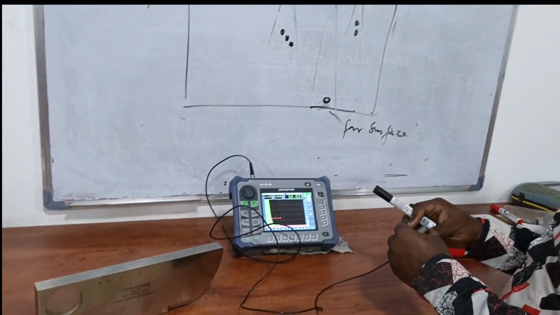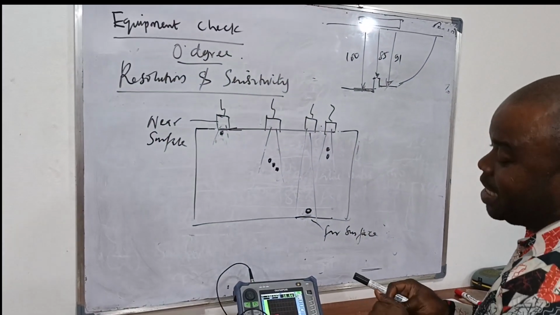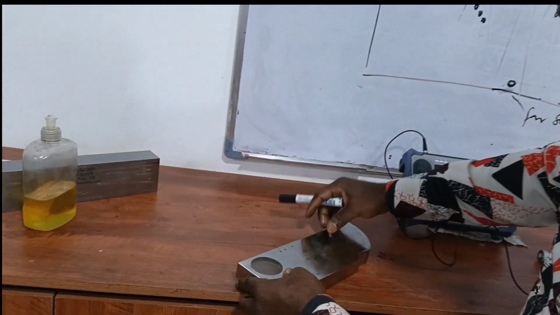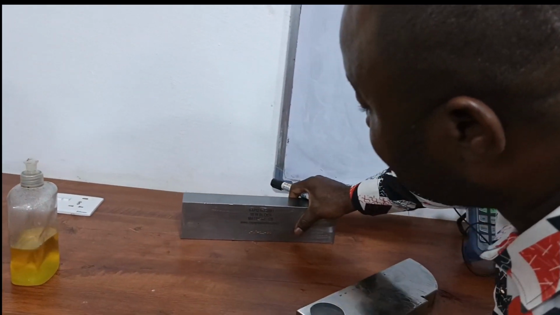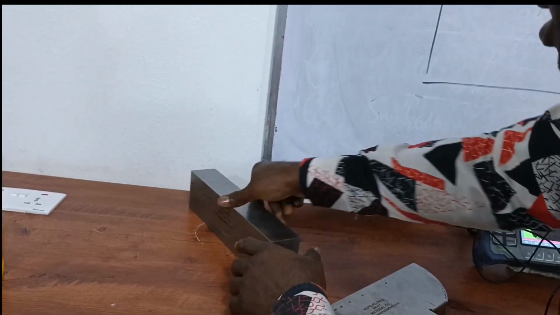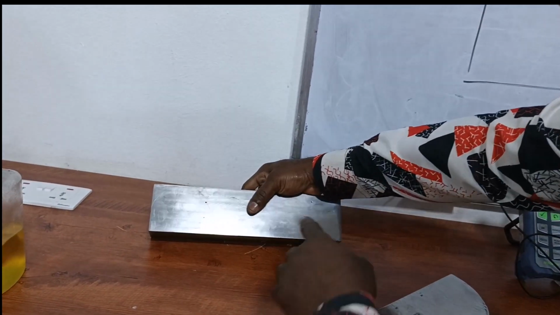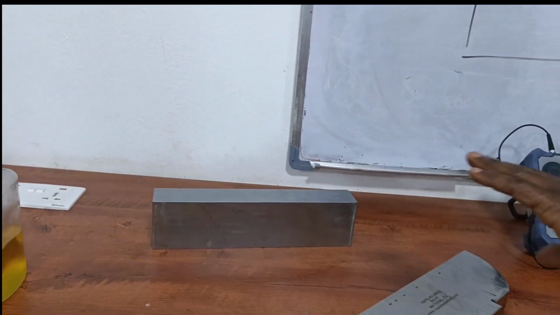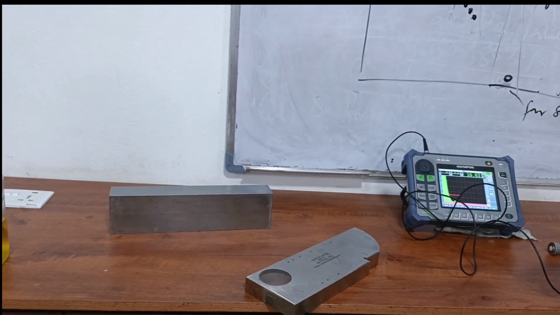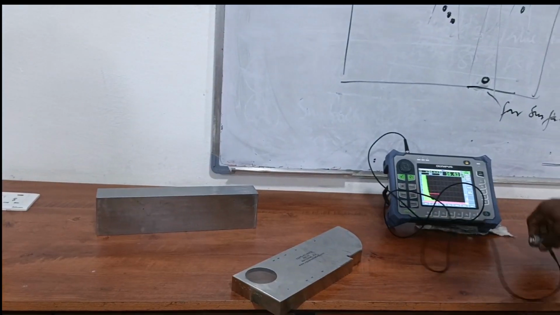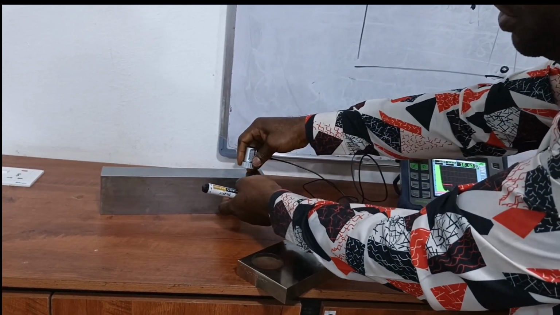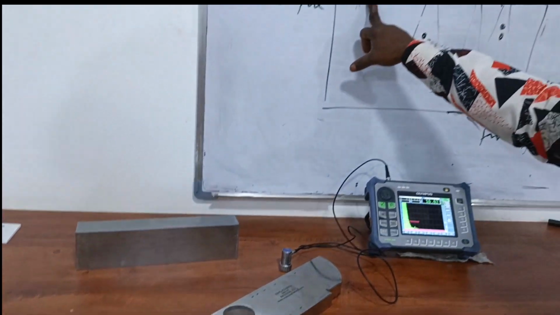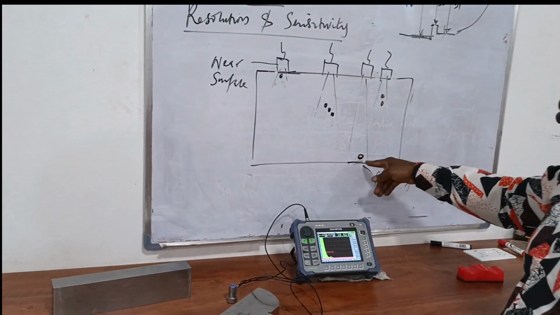The question is, is it now near surface resolution? Is it now axial resolution? For near surface resolution, we can use something like this or any other block where you have a side drill hole that is very close to the surface. You can find them in some of these assessment blocks where you have an indication that is very close to the surface, and you put the probe. If the probe is able to differentiate between the front surface and that indication, it means that the near surface resolution is okay.